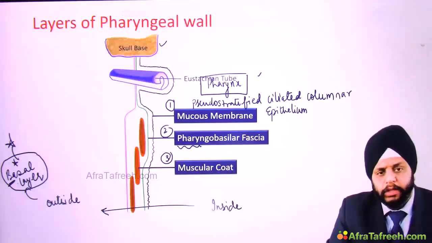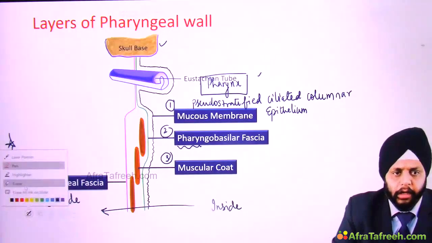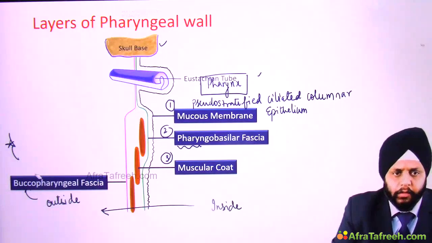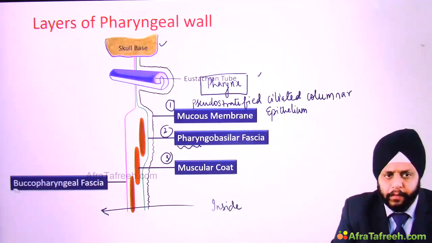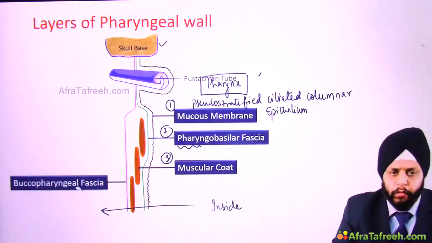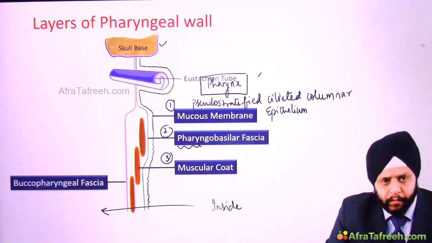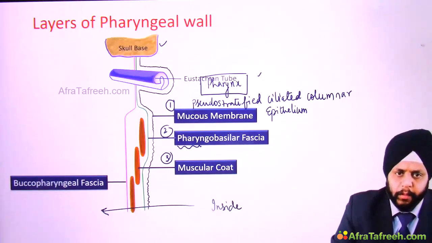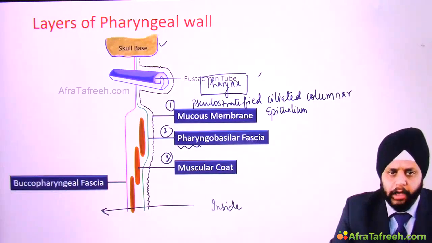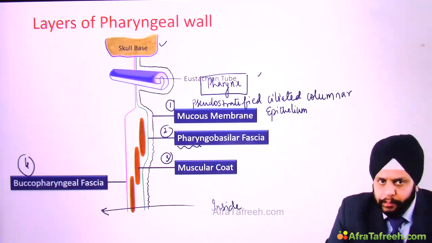Okay, so this layer is known as buccopharyngeal fascia, right? So you see the B has come first, the pharynx part has gone behind, so buccopharyngeal fascia. So these are the 4 layers of pharyngeal wall: mucous membrane, pharyngobasilar fascia, muscular coat, and the buccopharyngeal fascia, right?